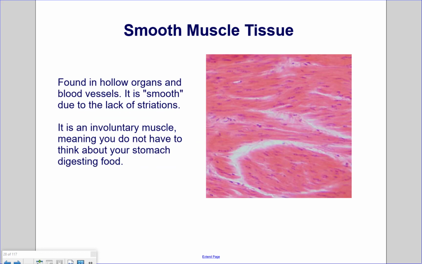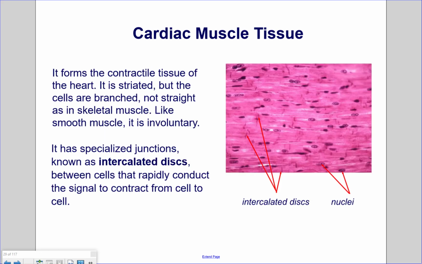Smooth muscle tissue. Found in hollow organs and blood vessels, it is smooth due to the lack of striations. It is an involuntary muscle, meaning you do not have to think about your stomach digesting food. You don't have to think about food moving at all through your digestive system. And you don't have to think about your blood vessels constricting or dilating based on your blood pressure needs. All this is very convenient because if we had to think about all that, that would be information overload on our brains.